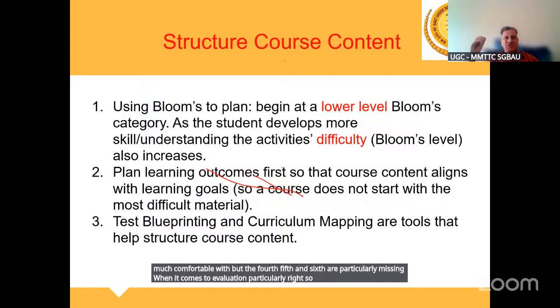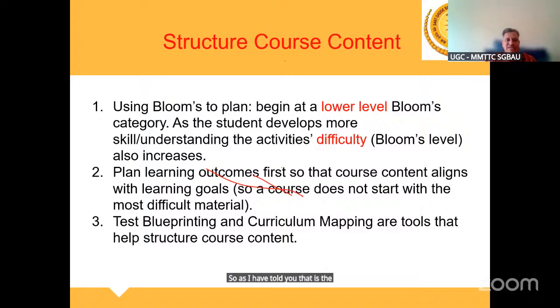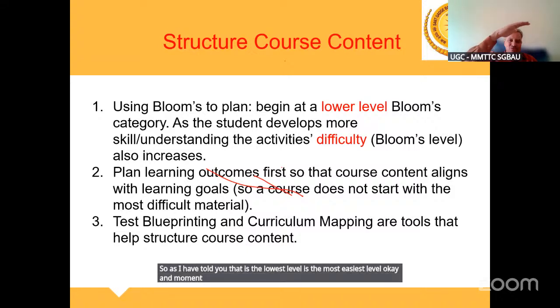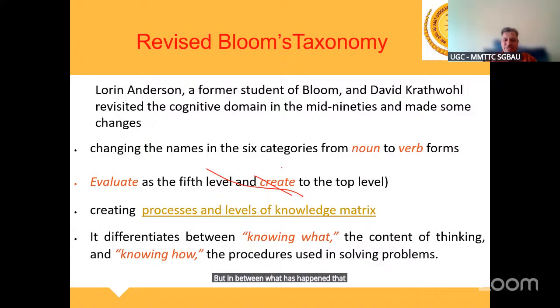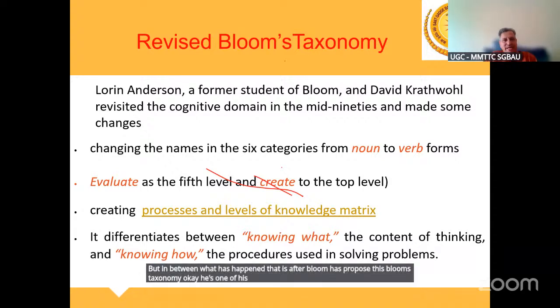So, structure course content using Bloom's to plan, beginning at the lower level Bloom's category, right? As I have told you, the lowest level is the easiest level, and the moment you move ahead, to second, third, fourth, fifth, and sixth, the difficulty level increases. So how you can achieve this, that is what we are going to look at in greater detail, right? But in between, after Bloom proposed this taxonomy, one of his students, Lorin Anderson, came up with what is called the revised Bloom's taxonomy, right?